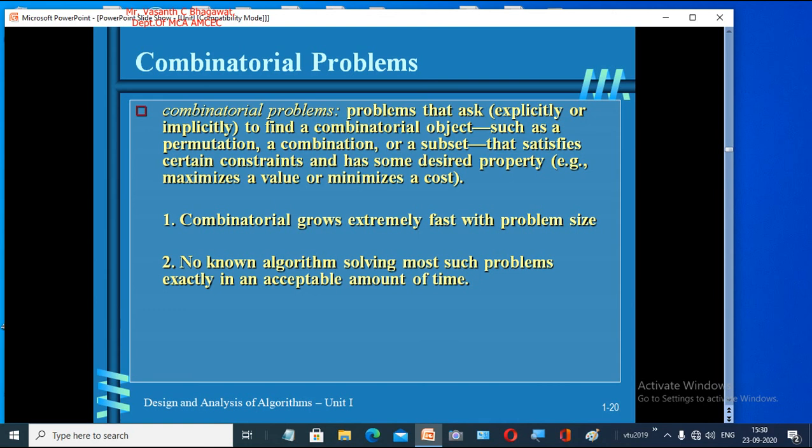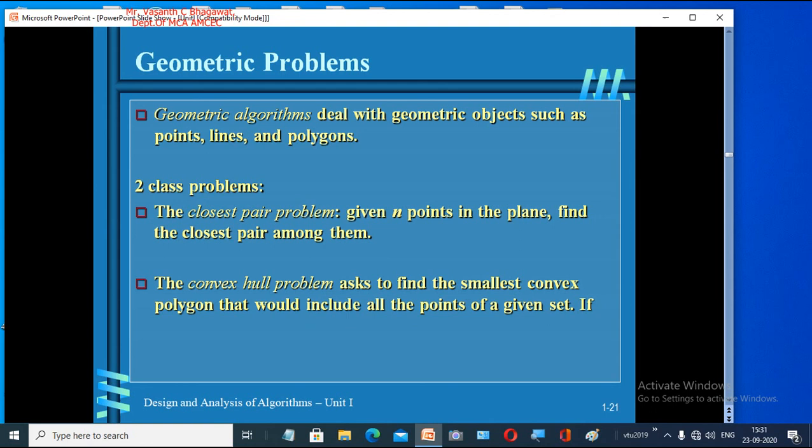The next type of problems are called combinatorial problems. That means it is a combination of permutations and combinations. We have permutations, we have combinations. It is a mixture of permutation and combination problems. These are problems that ask to find a combinatorial object such as a permutation, a combination, or a subset. These types of problems we will also try to discuss, picking some problems like finding a subset or finding a permutation.